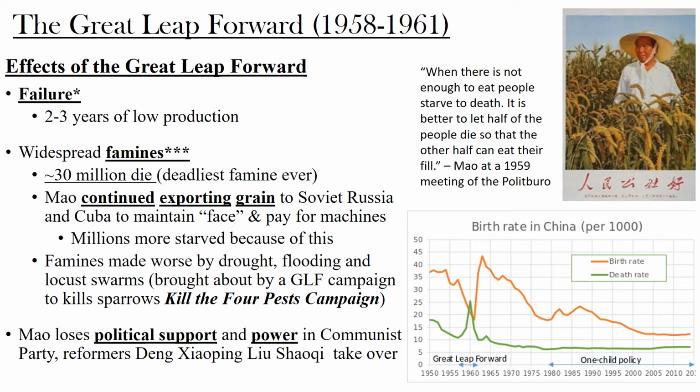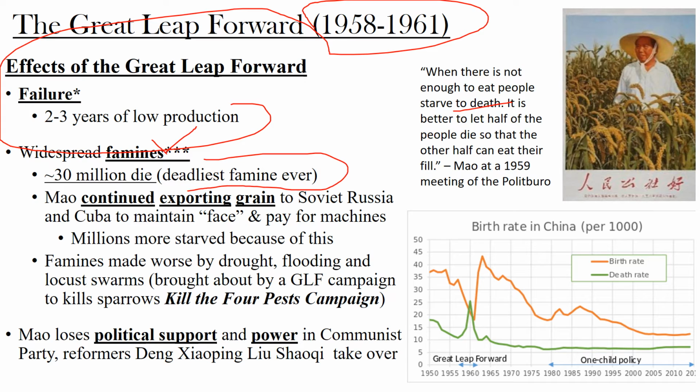So, effects of the Great Leap Forward: 2 to 3 years of low production of food. That's why it doesn't last a full 5 years like it was supposed to. Widespread famine. We think at least 30 million, I've seen as high as 37 million Chinese people die in 3 years. This is, as far as we know in human history, the deadliest famine that has ever occurred.